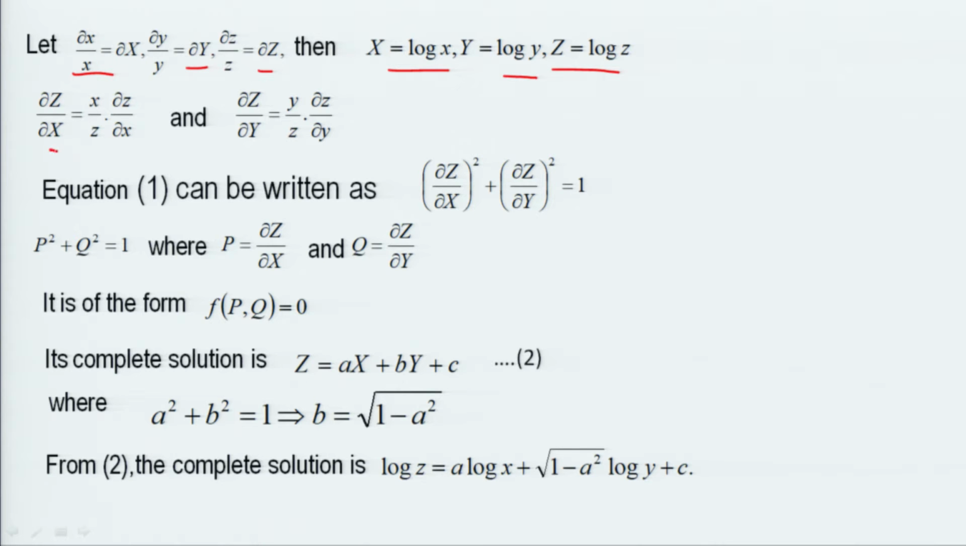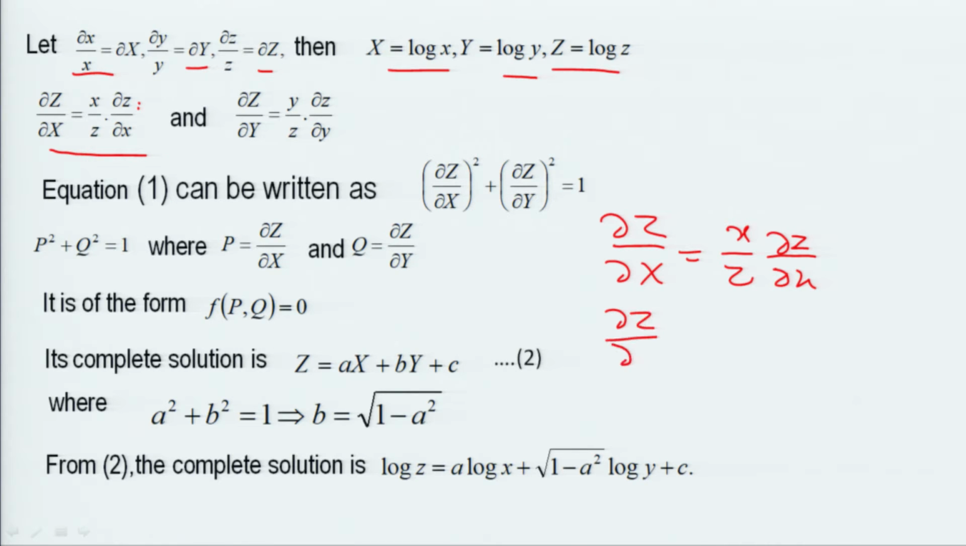And we find the equation, that is, we want the value of del z upon del x. That means del z upon del capital X is equal to x by z del z upon del x, and del z upon del capital Y is equal to y upon z del z upon del y.